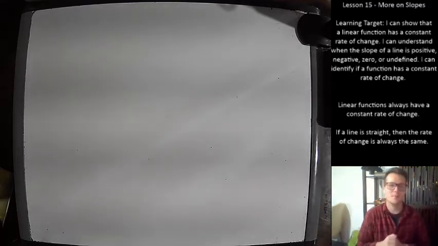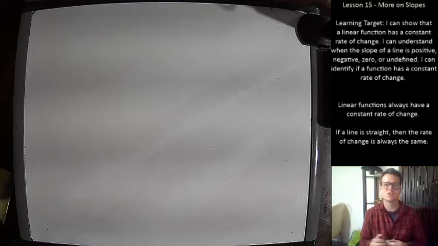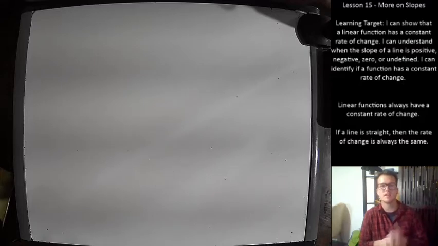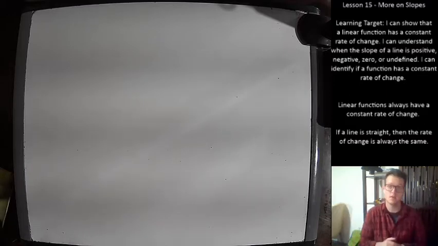You'll see the learning target above. It's a hefty one. It says I can show that a linear function has a constant rate of change. I can understand when the slope of a line is positive, negative, zero, or undefined, and I can identify if a function has that constant rate of change. We're going to discuss all that here.